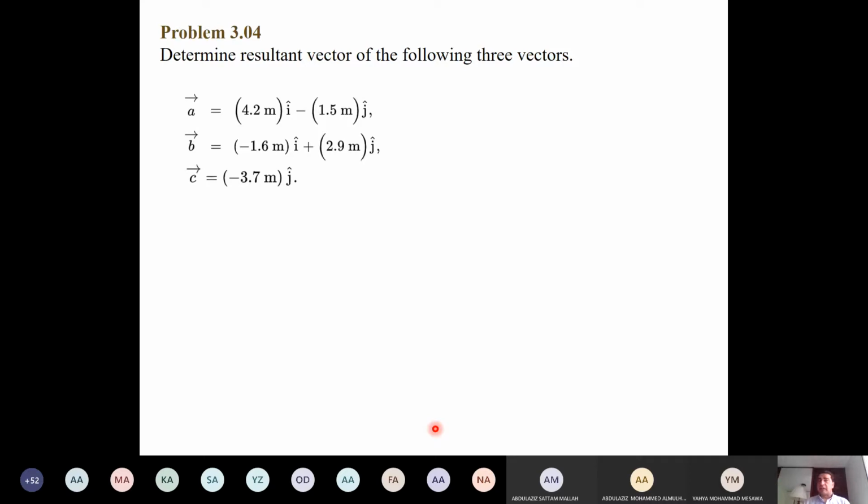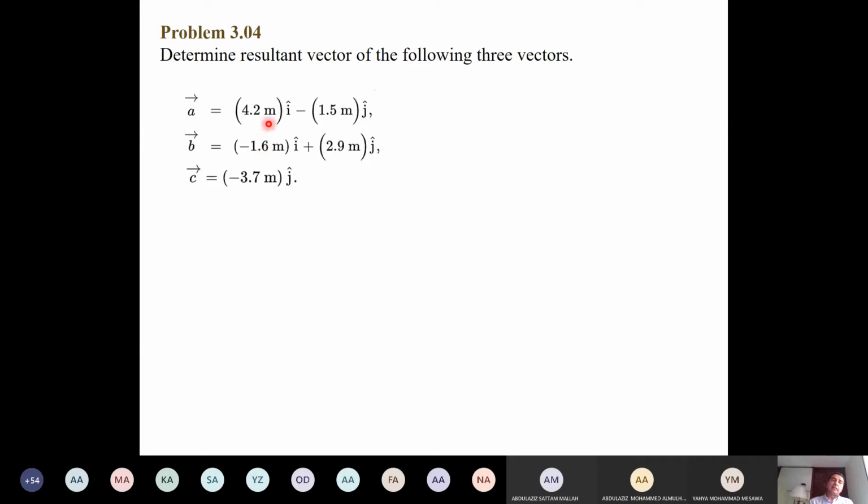Determine the resultant vector of the following vectors. A has two components, B also has two components, and C has one component. Look at this: you have i and j for A and B, but for C you have only j. Since they ask for the resultant vector of the three vectors, when adding A plus B plus C, what will be the strategy?